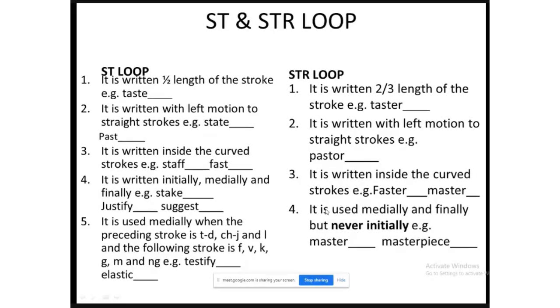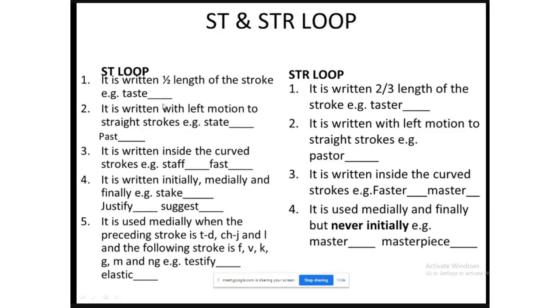ST loop and STR loop. One side is ST loop, one side is STR loop. ST loop is written half length of the stroke. Half means half length, that is, half of whatever the stroke is.